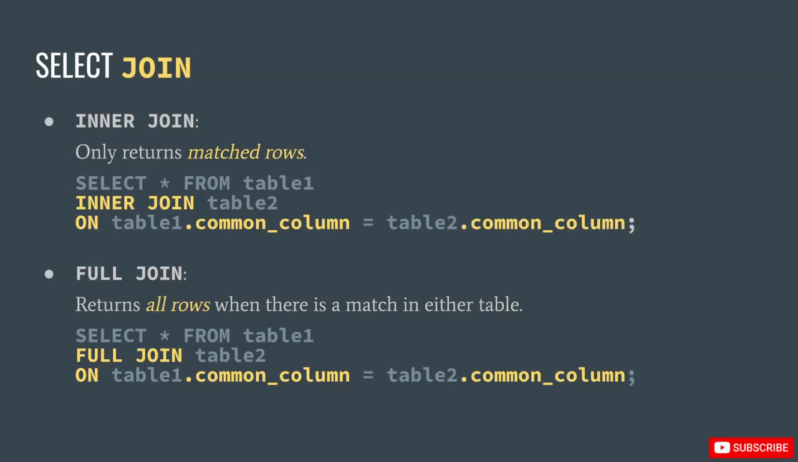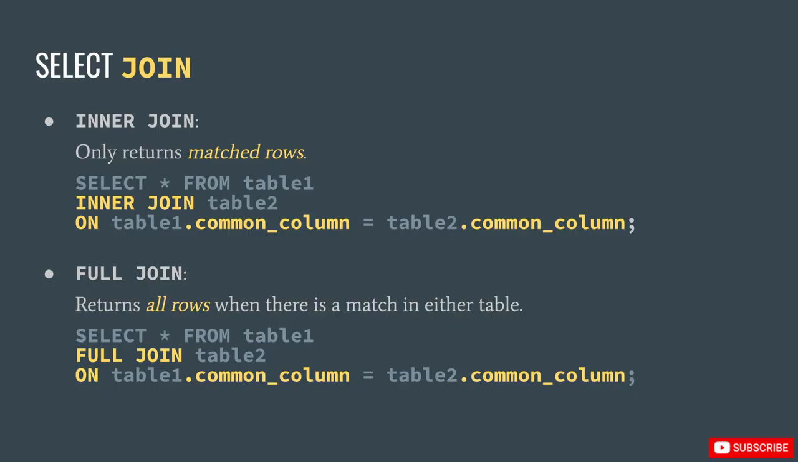When using select to retrieve data, we can make use of the join keyword. In SQL, there are multiple types of joins. Let's start with the inner join and full join. The inner join is used to return only the rows where there's a match between both tables.